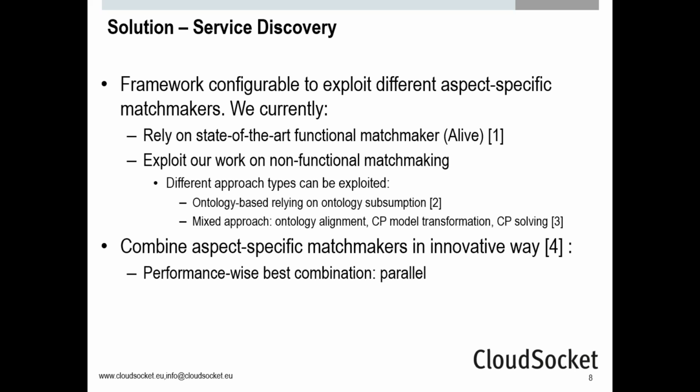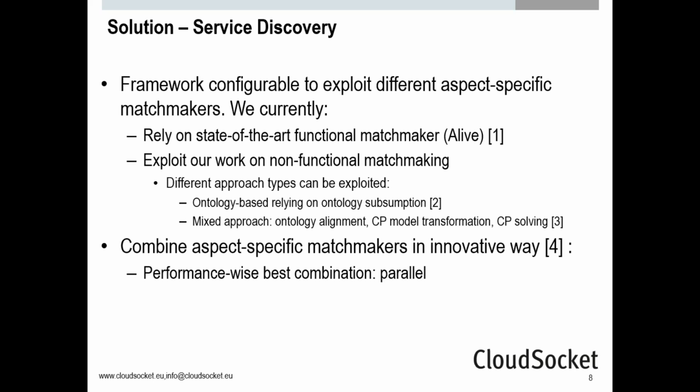In the first approach, we are using ontologies and particular techniques from the semantic web called ontology subsumption in order to perform the matchmaking, while in the second kind of approach, which is called mixed, we rely on ontological specifications of non-functional specifications of services, and first we perform alignment of these specifications based on their quality terms. Then we transform these specifications into constraint problem models, and then we solve these models in order to infer the matchmaking. In this presentation, I will focus more on the functional matchmaker and on the ontology-based non-functional matchmaking approach.